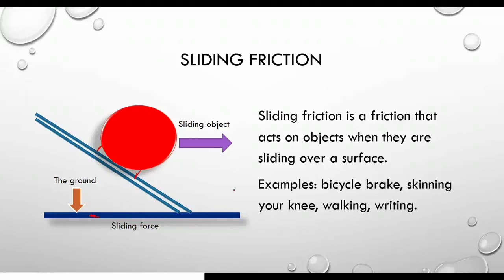Skinning your knee, as you have been doing in school. You kneel down and slide down the sloping area. And then walking. When you are walking, it is also in the form of sliding friction. And then writing. When you are writing, you move from one place to another. So these are some of the examples of sliding friction.